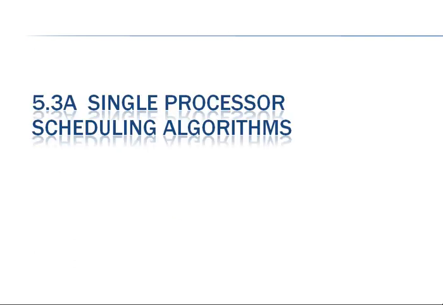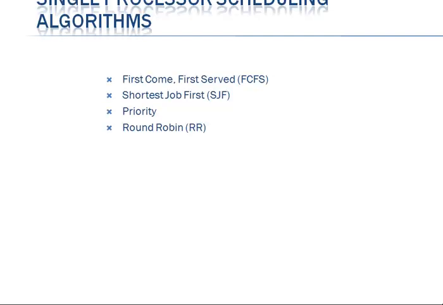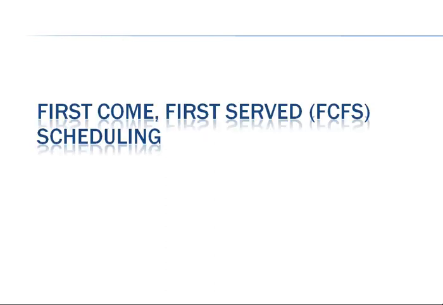Now we'll look towards single processor scheduling algorithms. Here, stress is given to a single processor, where you have one and only one processor which is being scheduled among the processes in the system. There are four algorithms for single processor scheduling: first come first serve, that is FCFS, shortest job first, priority scheduling, and round robin scheduling. We'll see them one by one.